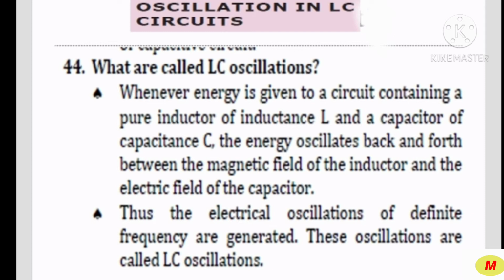Once again, what are called LC oscillations? Whenever energy is given to a circuit containing a pure inductor of inductance L and a capacitor of capacitance C, the energy oscillates back and forth between the magnetic field of the inductor and the electric field of the capacitor. Thus, electric oscillations of definite frequencies are generated. These oscillations are called LC oscillations.